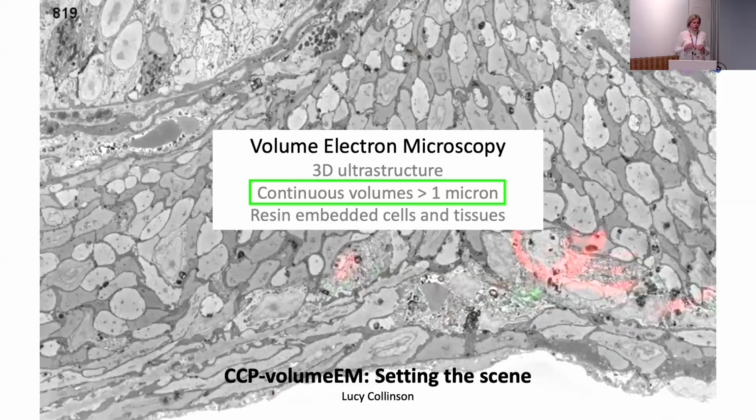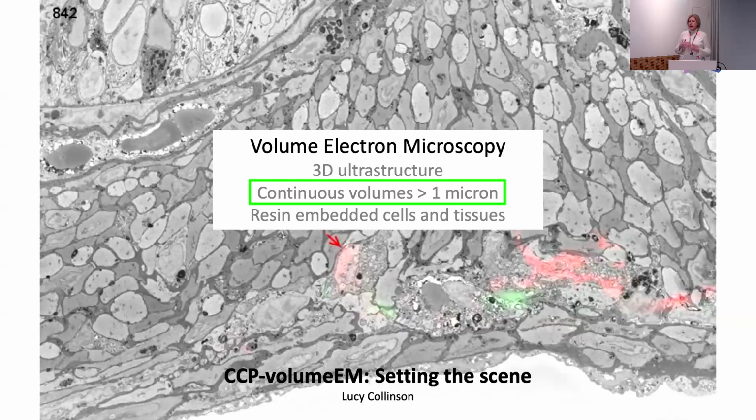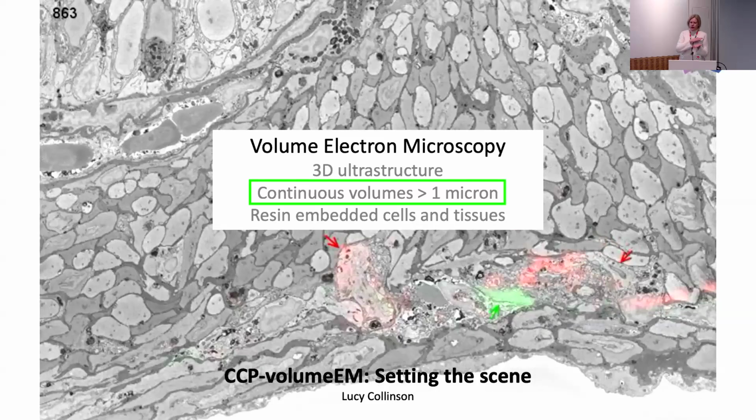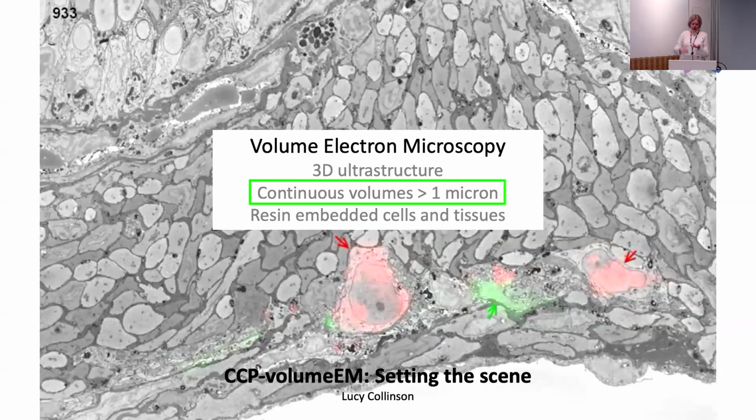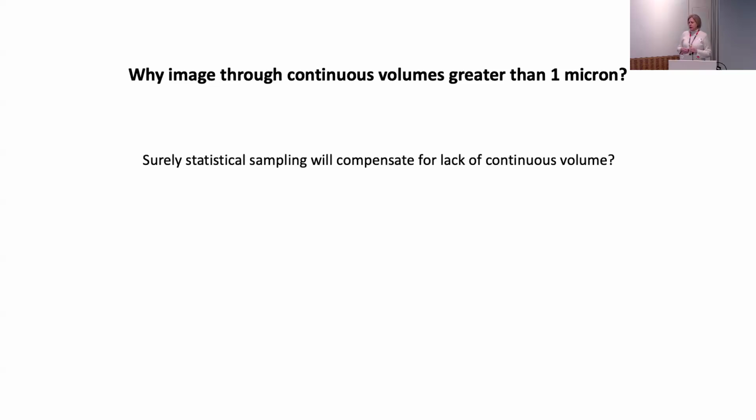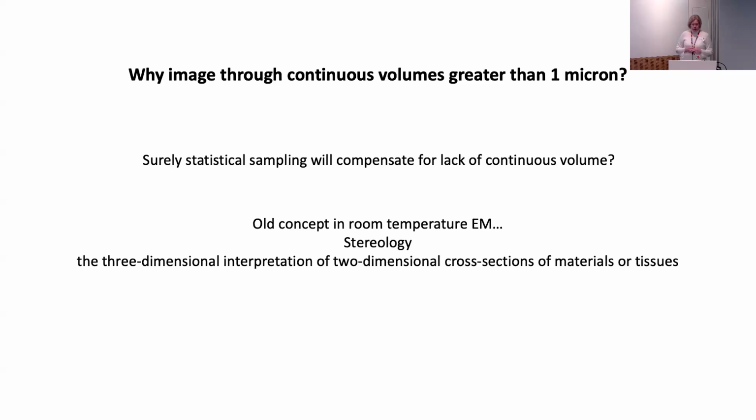When I was talking about this before, it was particularly in the context of in situ structural biology, where you're really limited to around 200 or 300 nanometers of depth by the penetration of the electron beam in the transmission electron microscope. So it's kind of interesting to think about why we need to image through continuous volumes. There's a case for statistical sampling compensating for a lack of volume, and it's how we used to do things when we were only imaging in 2D in the transmission EM. So it's an old concept and it can be really useful.